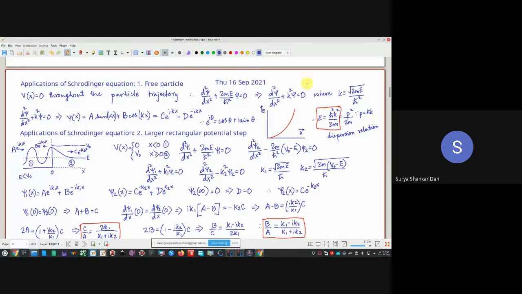So this part is very clear. If it is a free particle, energy varies as the square of k. This is not a vector. I should write it here. This is not a vector.